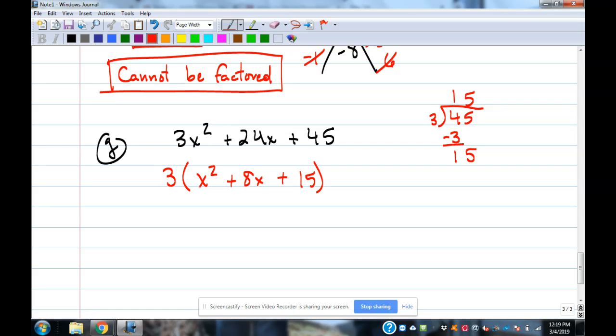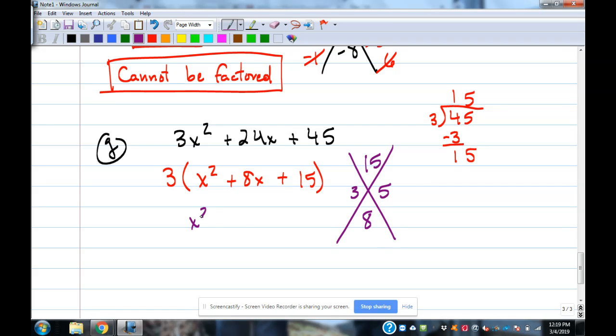Okay? So is that in descending order still? Yes. Yeah, we're good to go there. So we're ready to do the X method. 15 up top, 8 on the bottom. That 3 that's out in front doesn't multiply to the end anymore because it's already been taken out of the problem. Okay? Multiply to be 15, add to be 8. 3 and 5, that's good. Or 5 and 3, whichever way you want to do it.